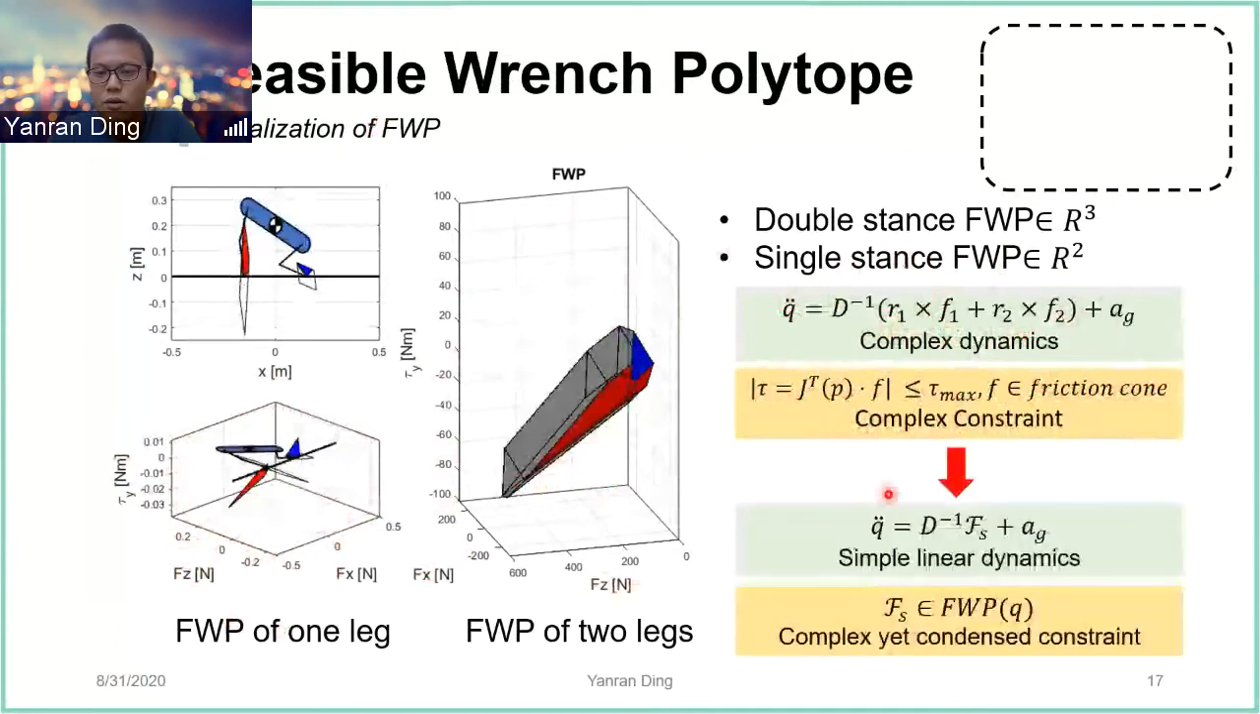However, if we use FWP, we can simply use a linear dynamics model because we operate directly on the spatial range regime, and we have a more condensed constraint. However, this constraint is still non-convex and nonlinear, so it's still a very complex constraint. But we can use mixed integer relaxation to formulate a mixed integer convex program, which could be solved efficiently.